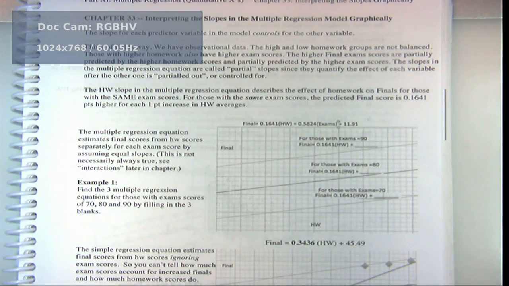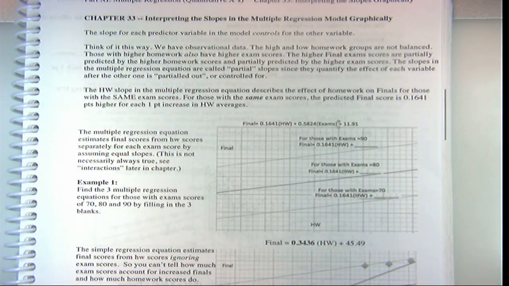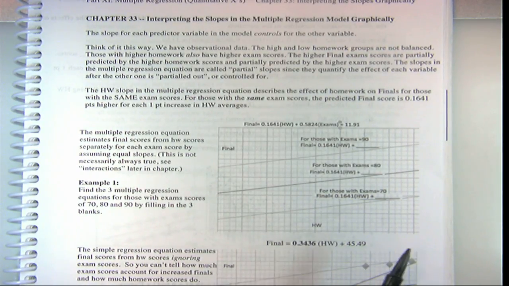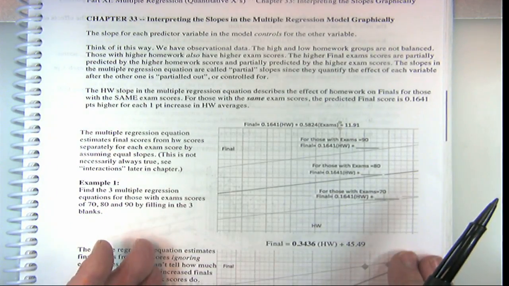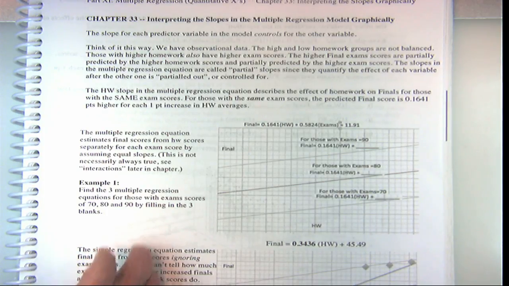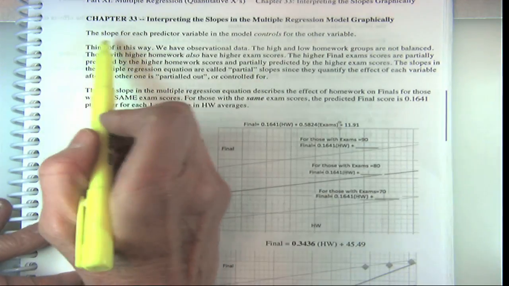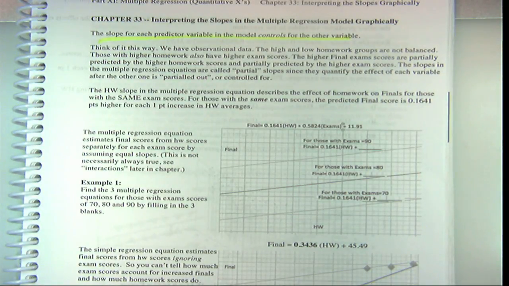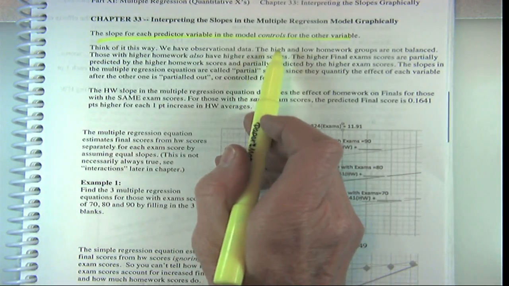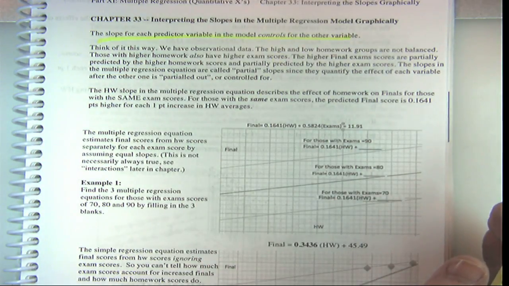So we're going to cover chapters 33 through 35 today. Last time we looked at the slopes in multiple regression, but we didn't really look at them graphically, what they mean. An important point in multiple regression is that the slopes control for the other variables. That means they give you the slope holding the other x predictor variables in the model constant.